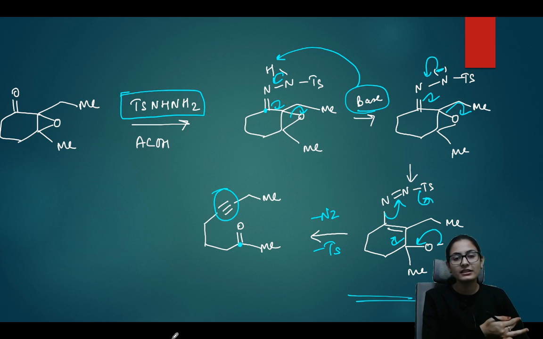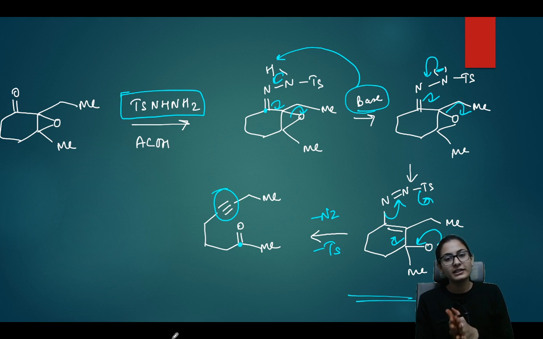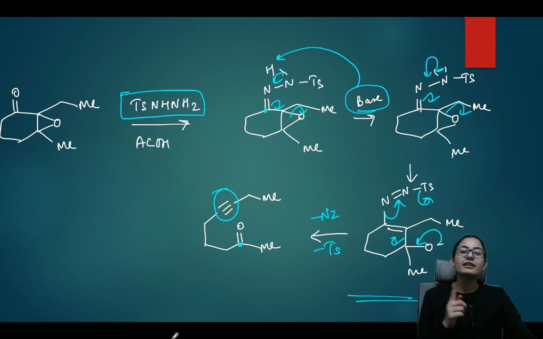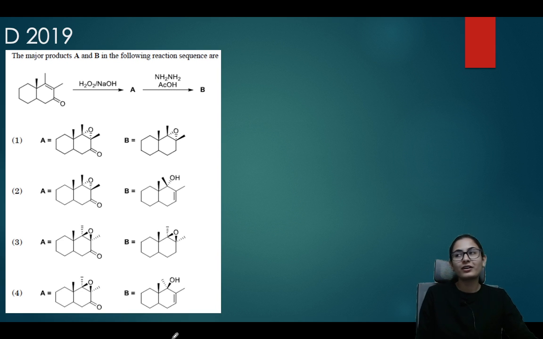Why is it similar to the Wolf-Kishner reduction? Because it is using tosyl hydrazone. Why is it similar to Wharton reaction? Because once again it is using the alpha beta epoxy ketone. Okay, the products are different because yes, it is the only fragmentation reaction we have. Wolf-Kishner is reduction, Wharton is rearrangement. Okay, so hopefully all of you will remember a lot of these reactions. Three reactions in one video we have done today.